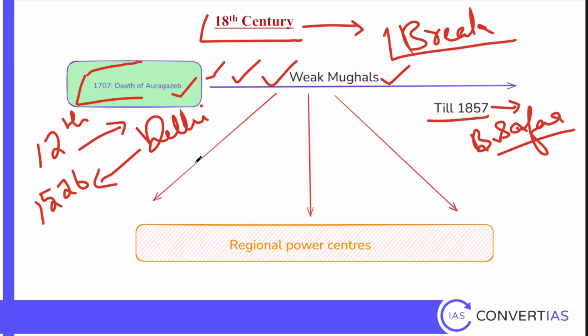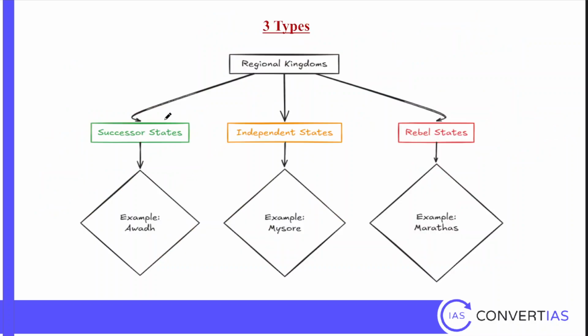Now, when we talk about regional powers, they are not of the same nature. They come with different natures. That is what we are going to see now. See, there are three kinds of regional states. We are dividing it into three based on their nature. For example, first one is the successor state. Second is the independent state. Third is the rebel state.